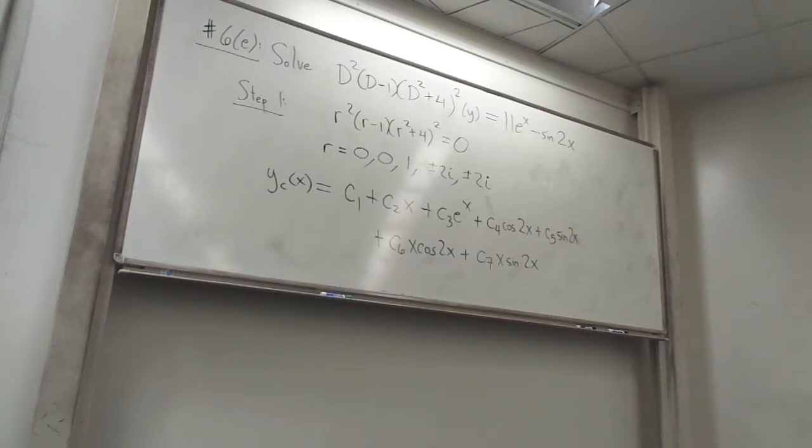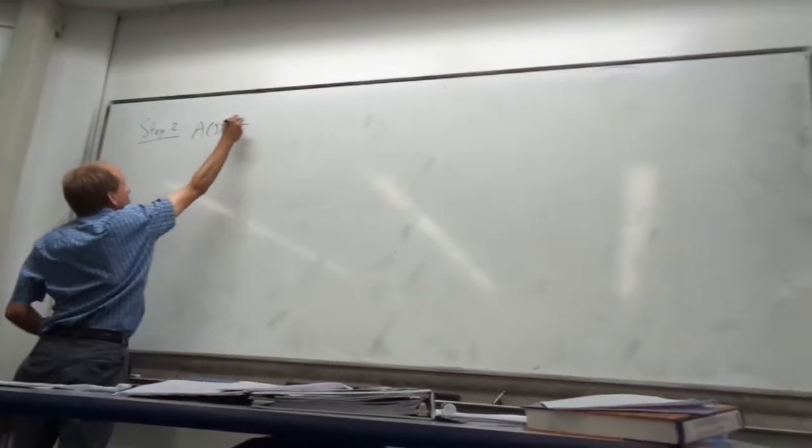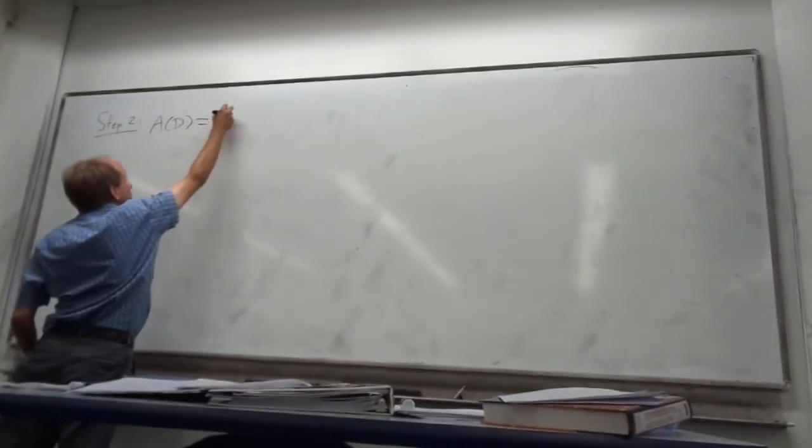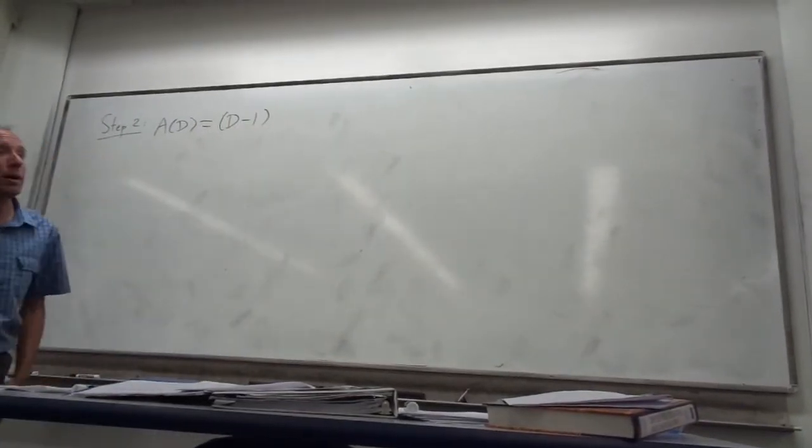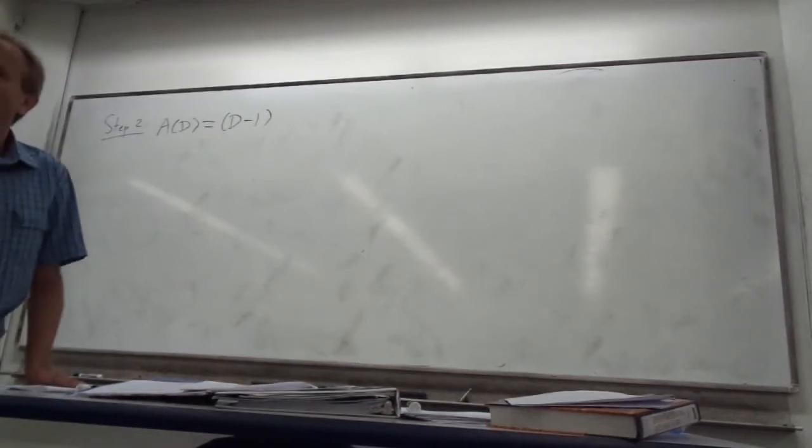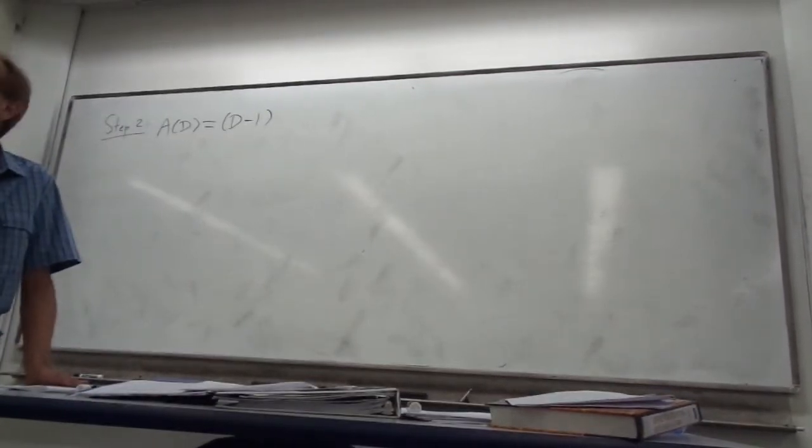And does anybody know how to annihilate sine of 2x? So step 2 here. That's okay. I forgot. So D minus 1 was the annihilator of e to the x, and what about the sine of 2x? Anybody know it without the table?